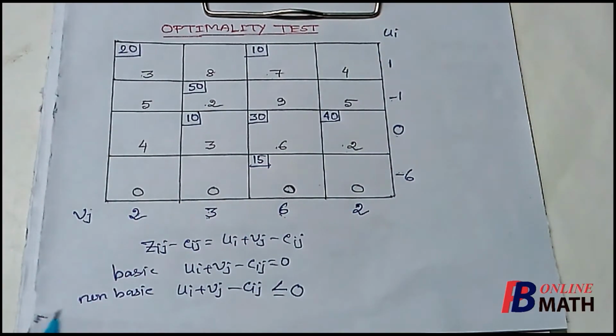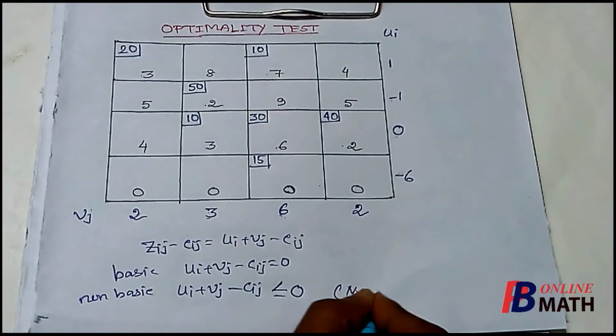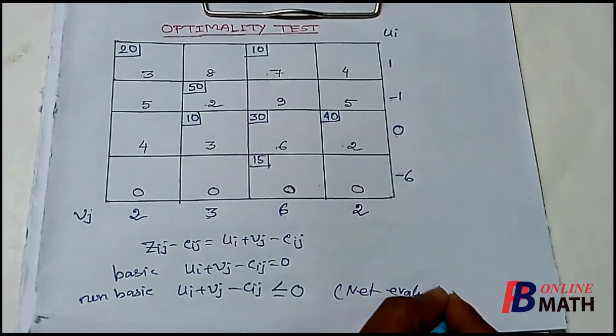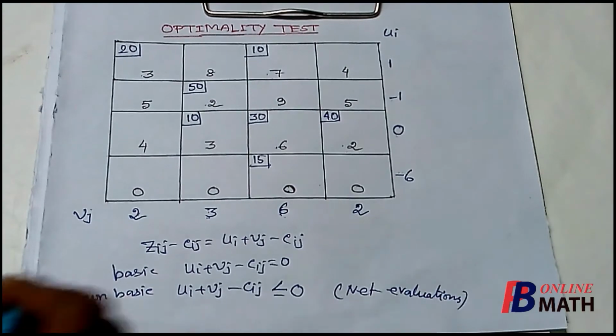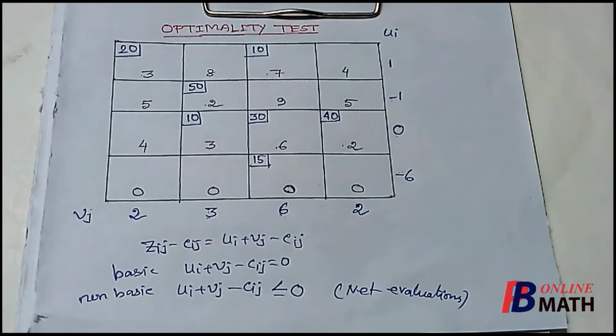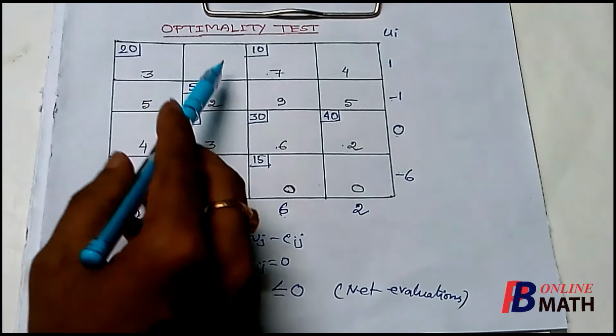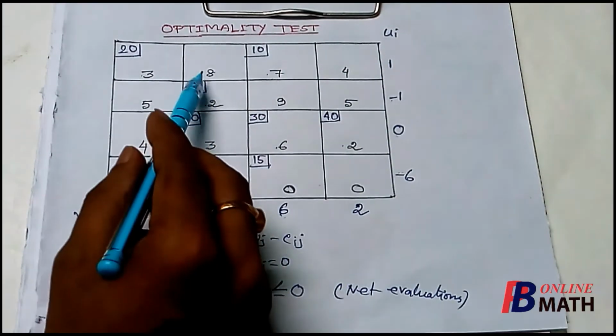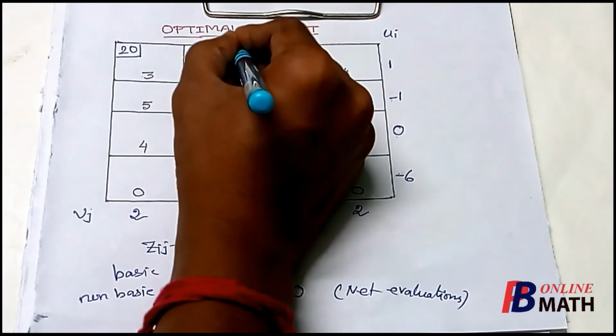Now using all these values we can easily find the values of ui plus vj minus cij for the non-basic cells. These values are called net evaluations. Now let us find the net evaluations for the non-basic cell. For the first non-basic cell it is ui plus vj minus cij, so it is minus 4.